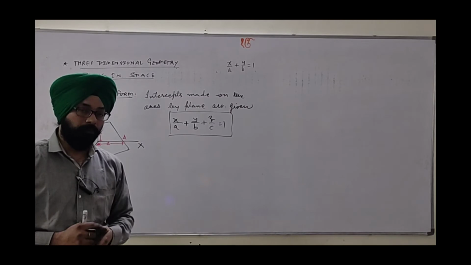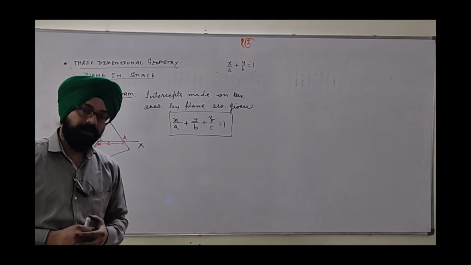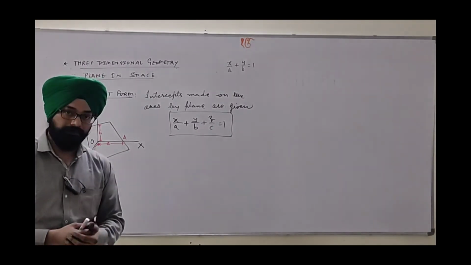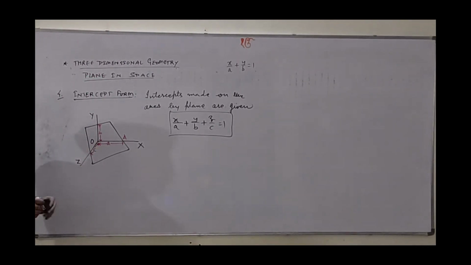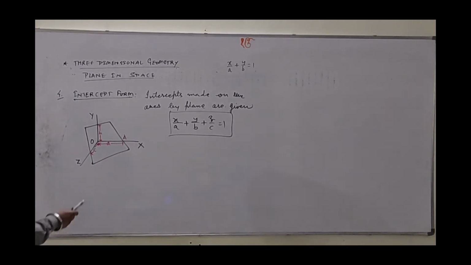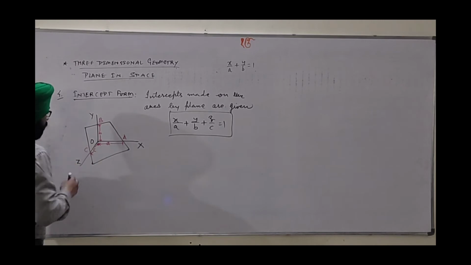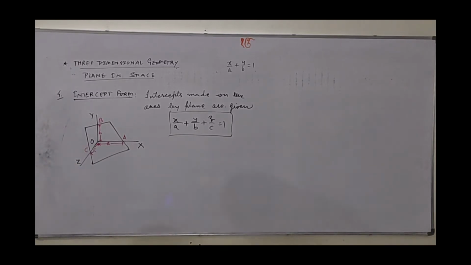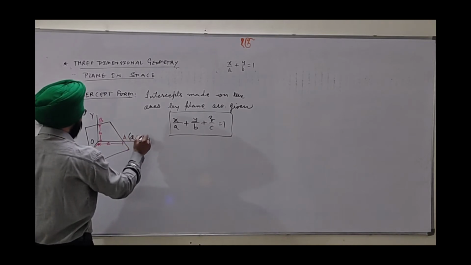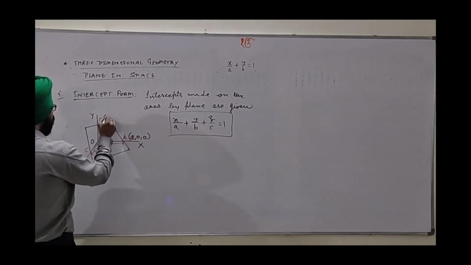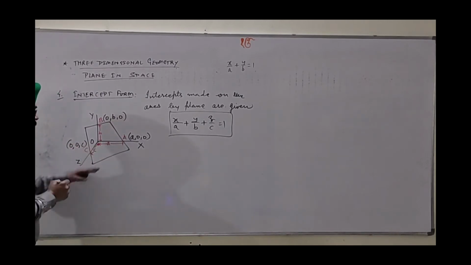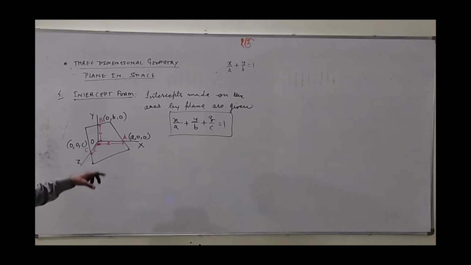Derivation is not that important, but still, just for knowledge, it is the result of the previous form only. When 3 points lie on the plane, like A, and if I write this point as B and this point as C, in that case we can conclude the coordinates of A are (a, 0, 0), B will be (0, b, 0), and C is (0, 0, c). These are the 3 points lying on the plane.